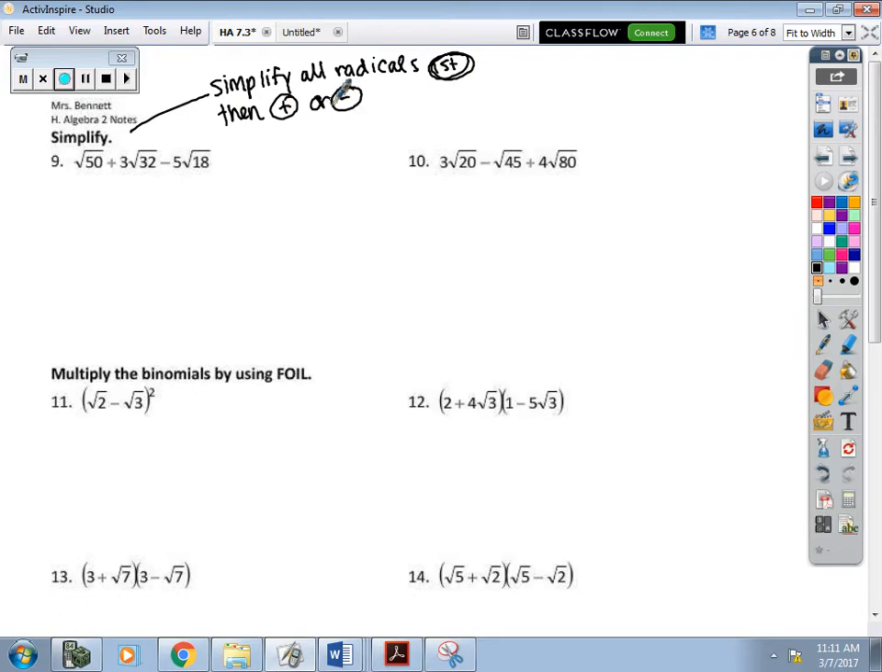So we're going to use, these are all square roots, right? We're going to use our perfect squares list to break square roots down into their simplest form. So 50. What would I break 50 into?